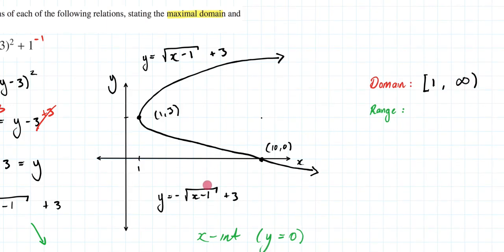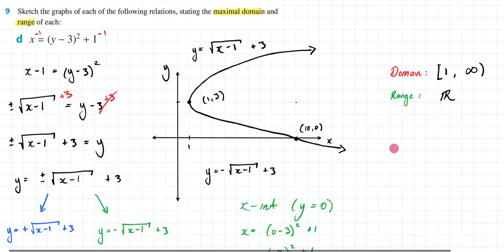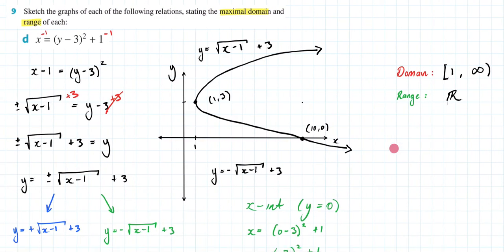My range will be all my real numbers, and that's because these lines right here are going to positive infinity in the y direction and negative infinity in the negative y direction. So they're going up and down. So my domain will be 1 to infinity and my range will be all real numbers. Hopefully this is helpful in answering 9D of exercise 5B.